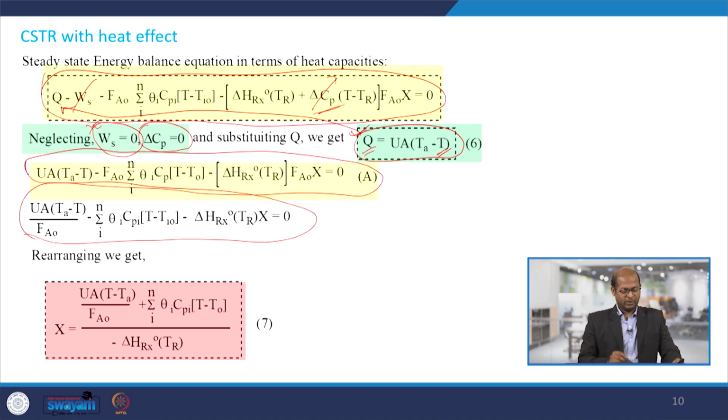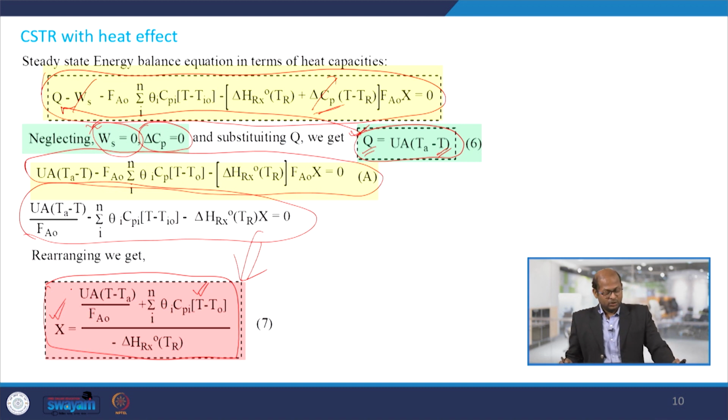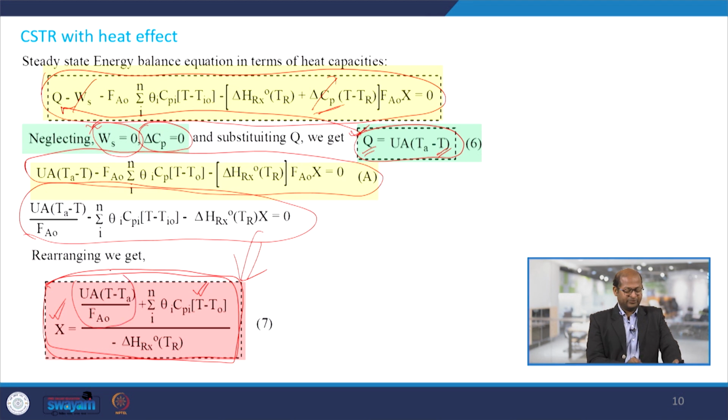Rearranging these equations, in the left hand side we are expressing the conversion part and in the right hand side the temperature components. So, this is the energy balance equation for a CSTR when heat exchange or heat effect is there. This component, U A (T minus Ta), is the heat transfer from the heat exchanger or heat transfer fluid.